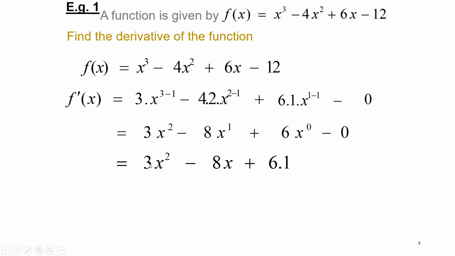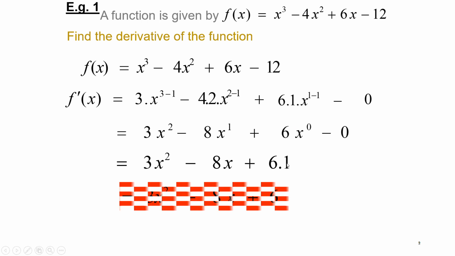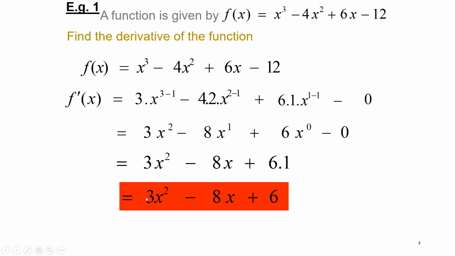Then we further simplify, it becomes 3x squared. Here we have removed this one, so 8x, and 6 times 1. Why are we putting 1 here? Because of this x power 0. X power 0 is 1. This is according to laws of indices. X power 0 is equal to 1. That is why we say 6 times 1. And 6 times 1 is 6. So finally we write our answer in this form: 3x squared minus 8x plus 6. That means if you differentiate this function here, you get this in simplified form.